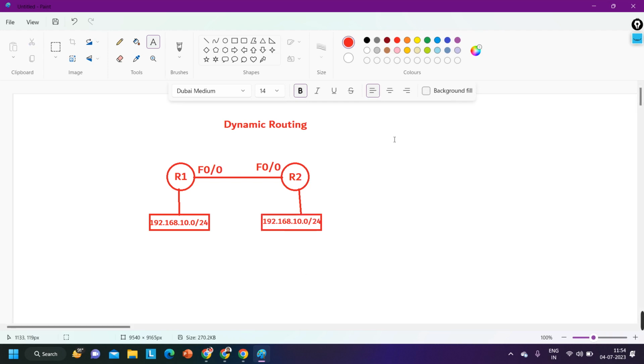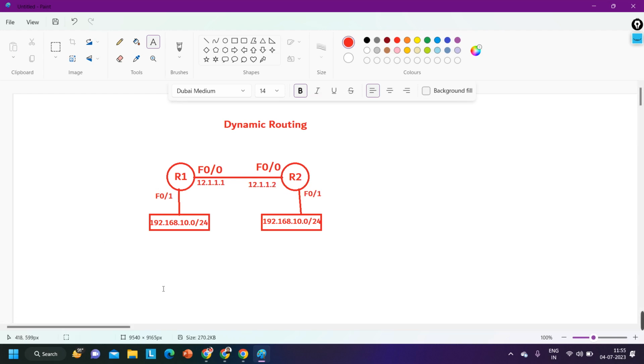This is the LAN over here on router 2, and this is F0/1, and this is also F0/1. Here I have configured IP address 12.1.1.1, and here the IP address is 12.1.1.2.